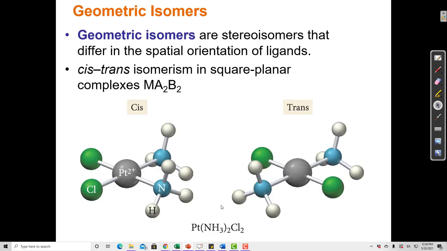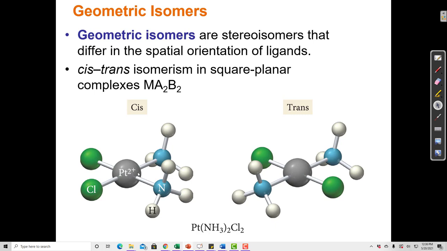Here are some examples of geometric isomers in coordination compounds. So again, geometric isomers are stereoisomers that differ in the spatial orientation of the ligands. Here we can't say the same thing about the connection. There we said either the N is bonded to the metal or the O is bonded to the metal. Here we have two chlorines bonded to the metal and two nitrogens bonded to the metal.